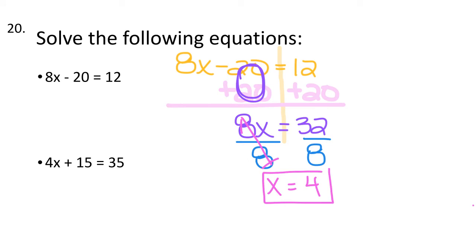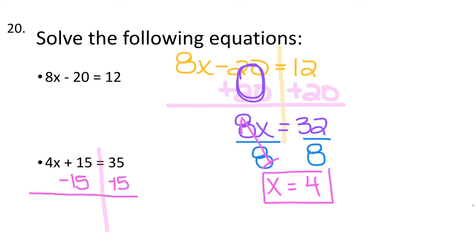Time to solve the second equation. 4x plus 15 equals 35. Let's look at the problem as two sides, a side with an x and a side without the x. We want to get the x alone first by starting with the plus 15. In order to get rid of plus 15, we're going to minus 15 to both sides of the equation.